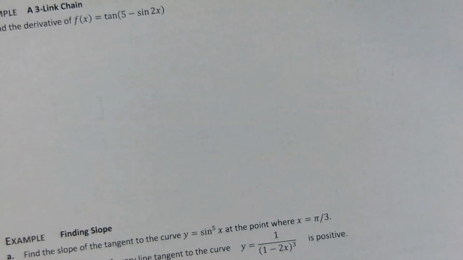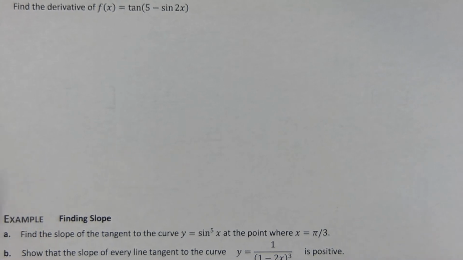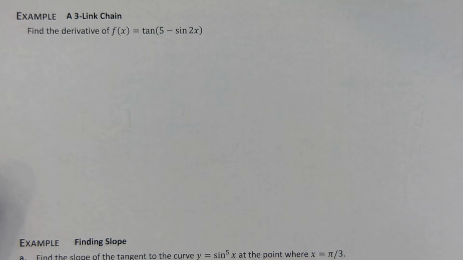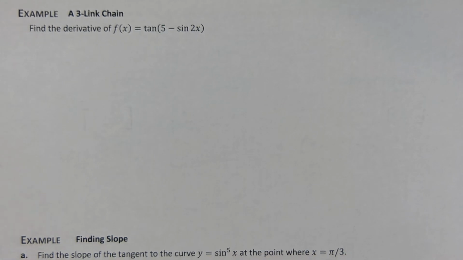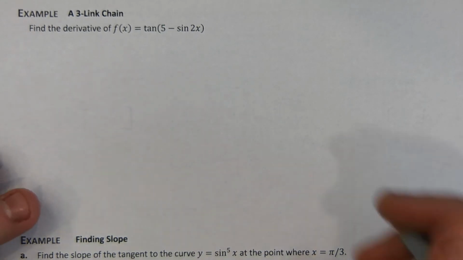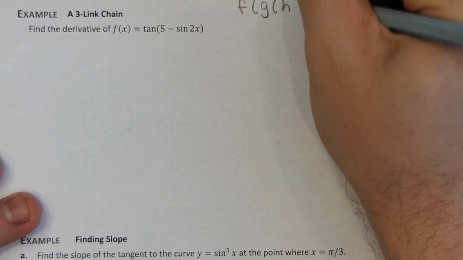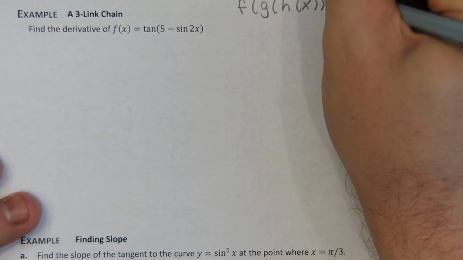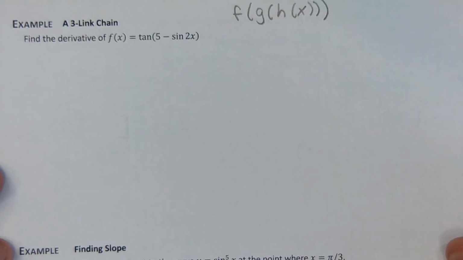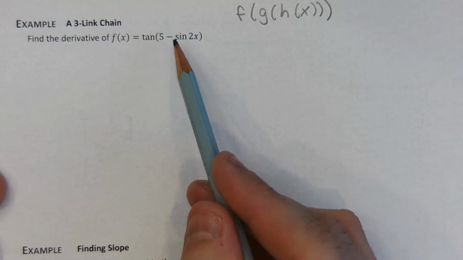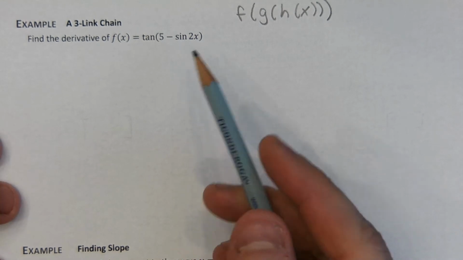A 3-link chain. What does that mean? What that means is you have a chain rule inside of a chain rule. Basically, we have this: f of g of h of x. So that is going to require a double chain rule. So it's going to get a little bit crazy here. It might help if I write this with brackets and parentheses just so you can see what's really going on.